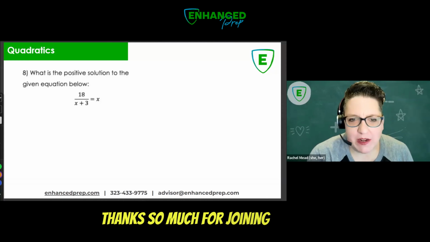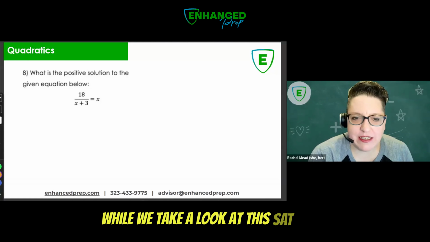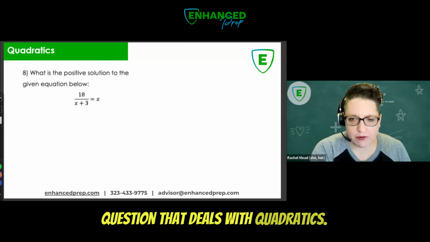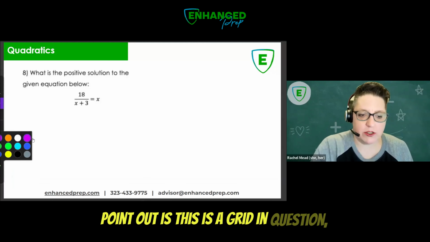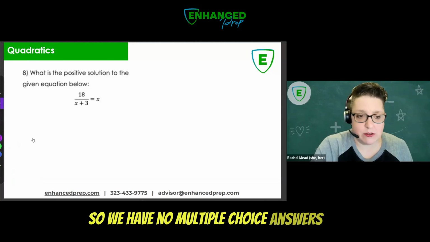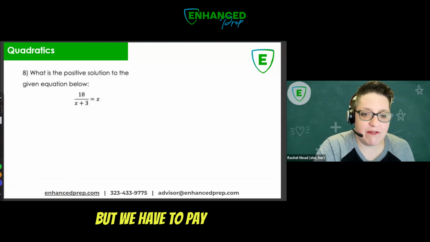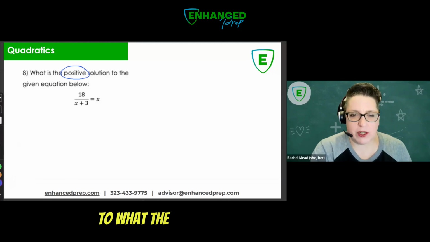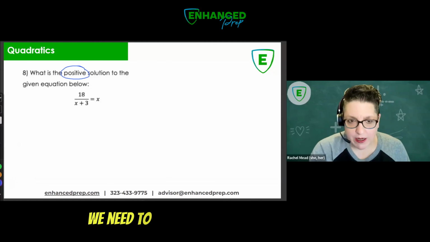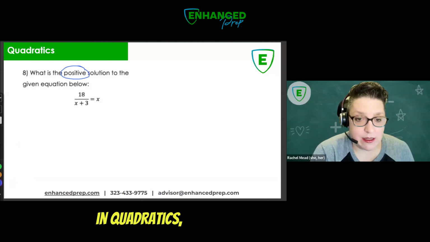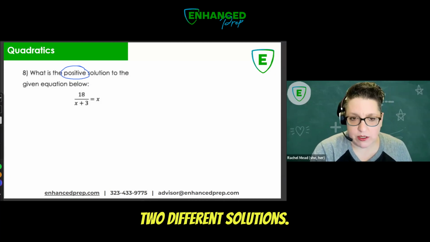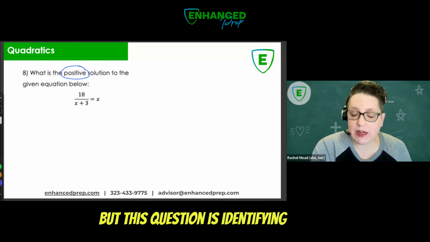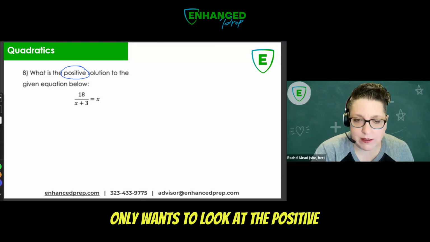Thanks so much for joining me today while we take a look at this SAT math question that deals with quadratics. Now, the first thing that I want to point out is this is a grid-in question, so we have no multiple choice answers to choose from, but we have to pay very close attention to what the question is asking us for. We need to recognize when we're working in quadratics, unless we have a perfect square, that we're going to come up with two different solutions. But this question is identifying that it only wants to look at the positive solution.